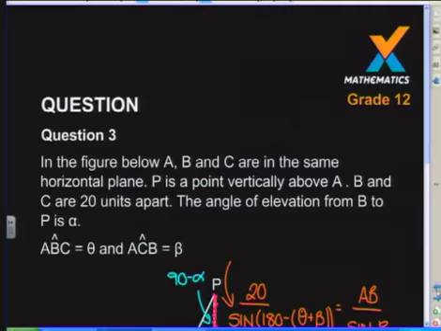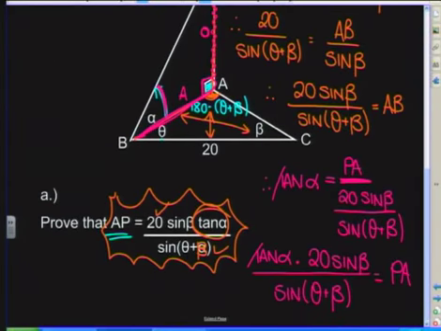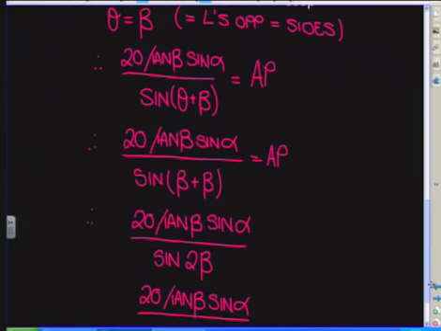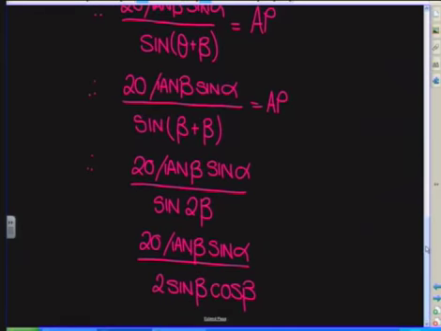Give me 1 second, guys. Sorry, I just want to make sure I've got this right. Sine beta tan alpha. Did I have that right? Sine beta tan alpha. That's the problem. Okay. Sine beta and tan alpha. Okay, let's just fix that. Sine beta and tan alpha. Sorry, my color's not changed.